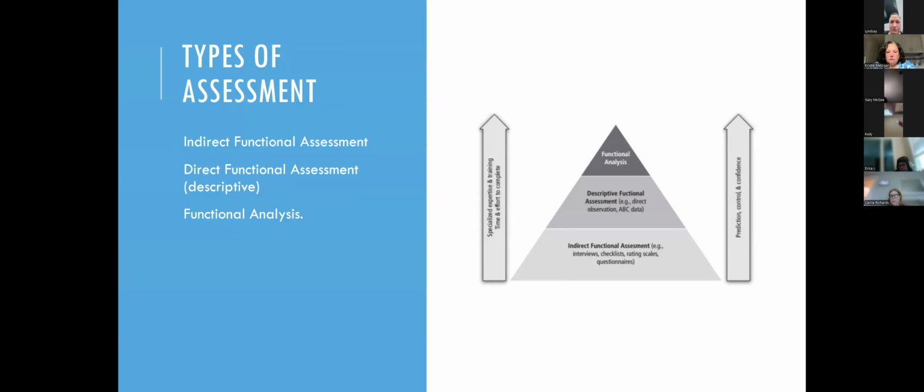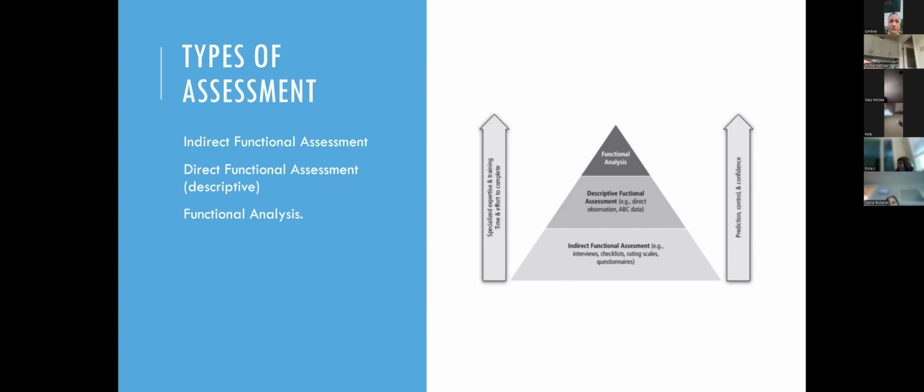So they show you this pyramid, and this pyramid, I think, is from the Cooper book. And we want to look at the base or the foundation of the pyramid first. The first thing we have to think about is indirect functional assessments. So this is when we are interviewing caretakers, we're doing checklists, rating scales like our QABF, our open interview form, the FBA interview form, and we're gathering that information through interviews and through indirect means, talking with staff, talking with the people that know the BIP best.